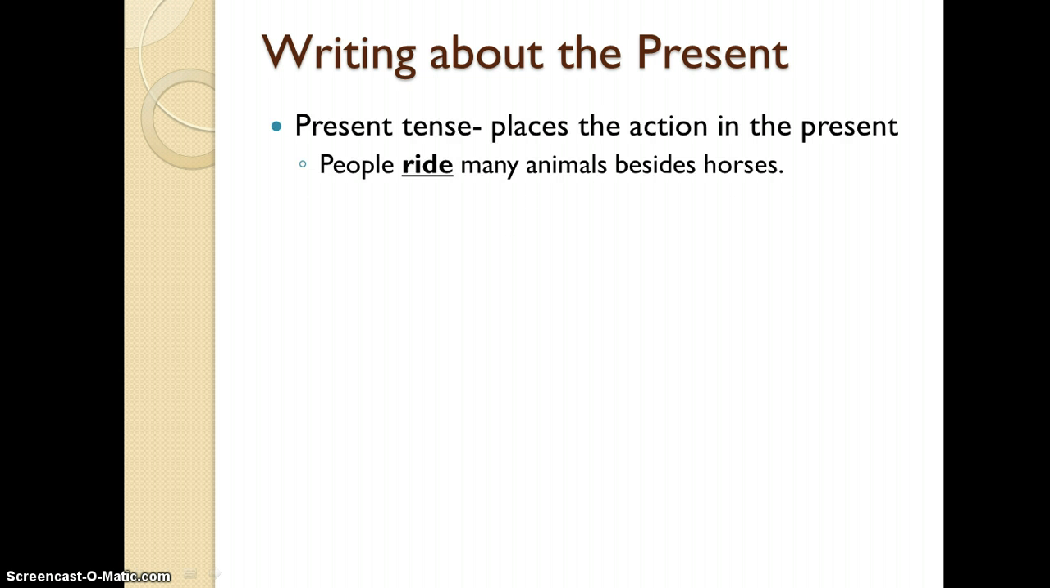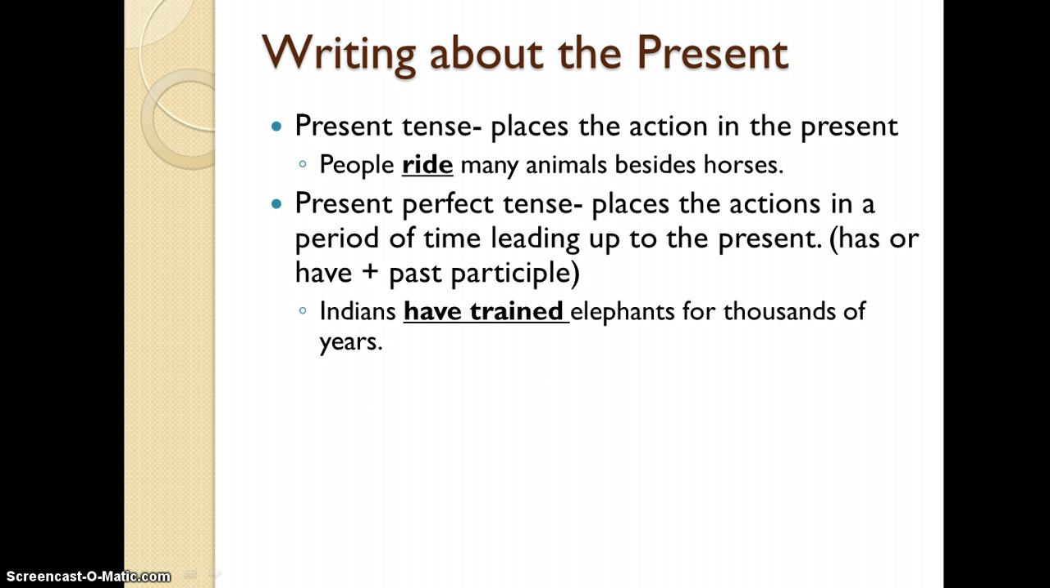So, writing about the present. It's just telling us that we need to use different verb tenses to show events when they occur at different times. So we use just the simple present tense, which places the action in the present. People ride many animals besides horses. And I have underlined the verb ride. The present perfect tense places the action in a period of time leading up to the present. So you have has or have plus the past participle. And remember that participle means, right now what we've learned is that it's the verb with the suffix at the end. So, Indians have trained elephants for thousands of years. So have, since it tells us to use have plus the past participle, which would be trained.